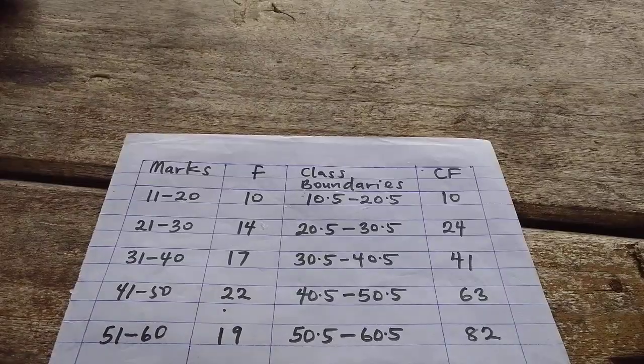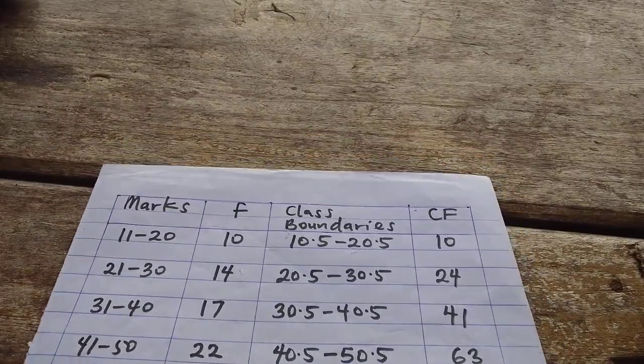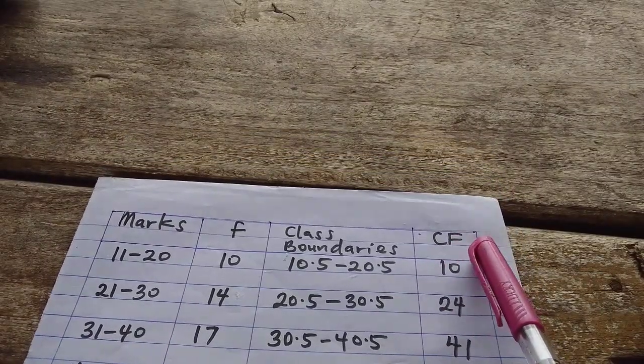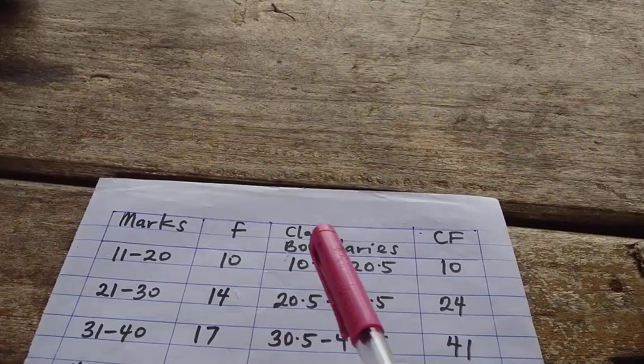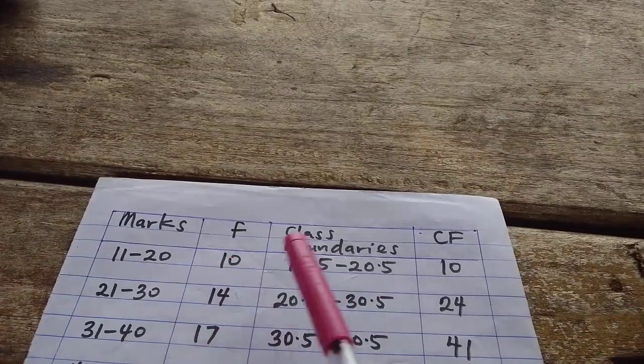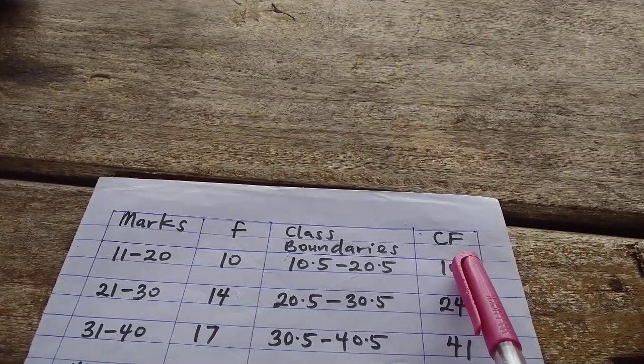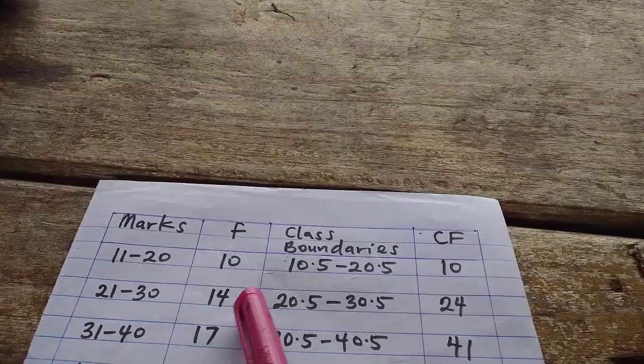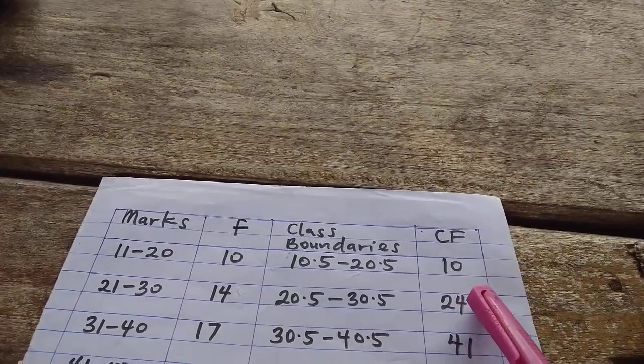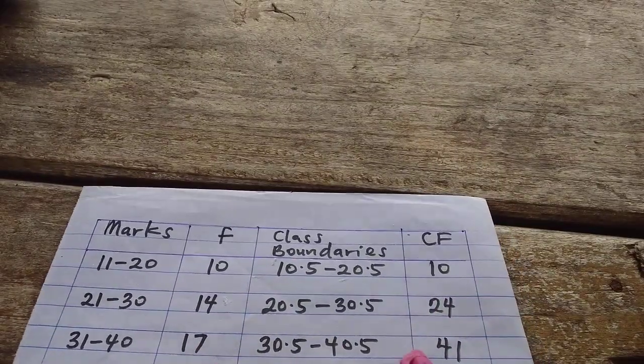Now we need to get the cumulative frequency. These are the frequencies. To get the cumulative frequency, the first one is 10. This 10 plus this 14 gives us 24. Then 24 plus 17 is 41.